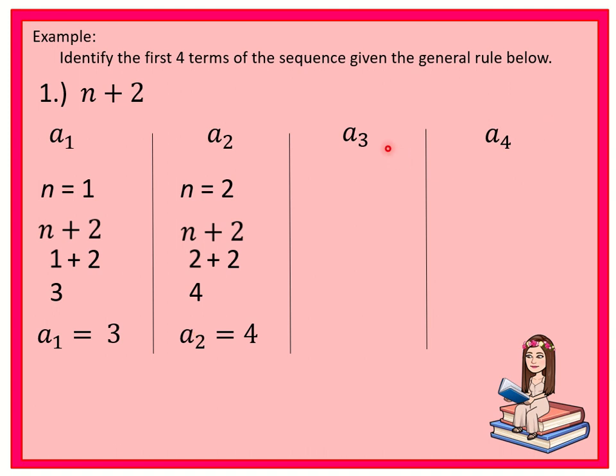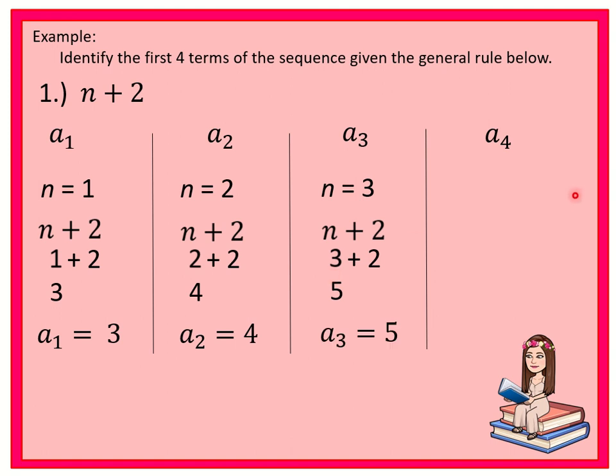Next, kunin naman natin ang third term. So, the third term, our n will be equal to 3. Second step, copy yung general rule. Third step, substitute yung 3 doon sa n. So, imbis na n, magiging 3. And then, copy plus 2. 3 plus 2 is 5. Therefore, our third term or a sub 3 is 5.